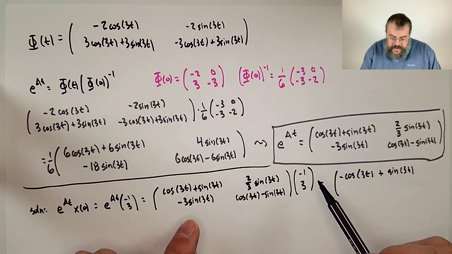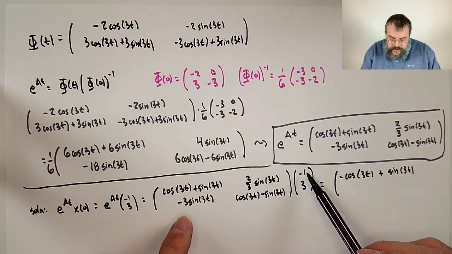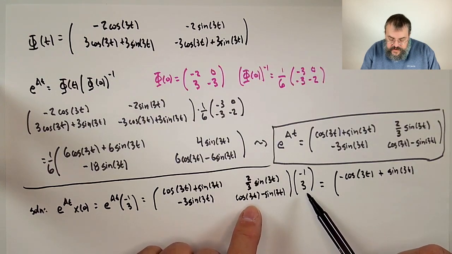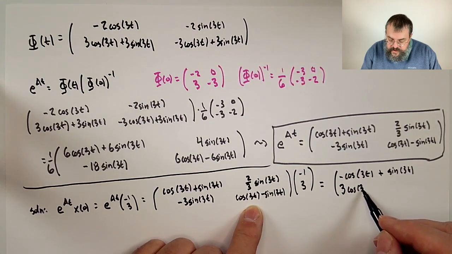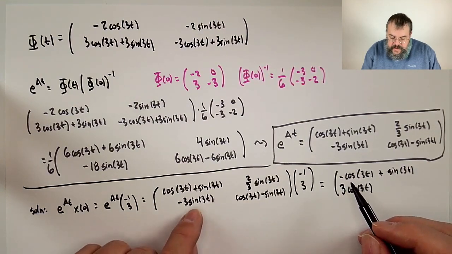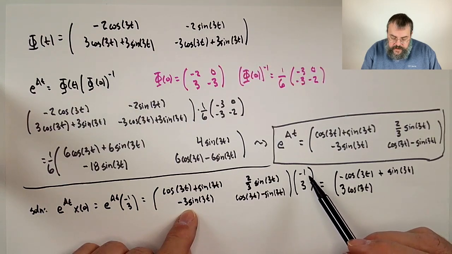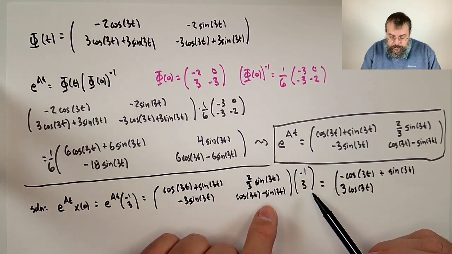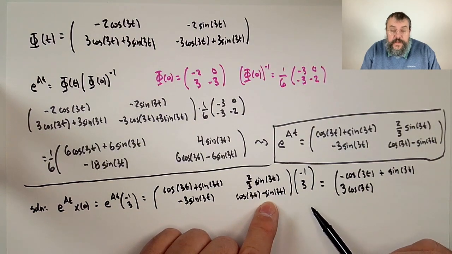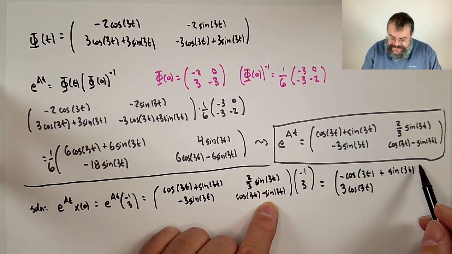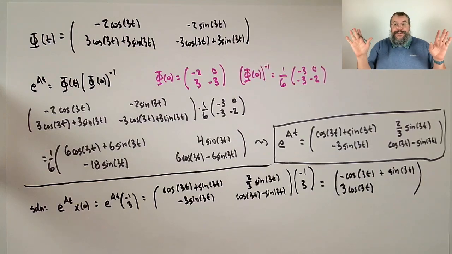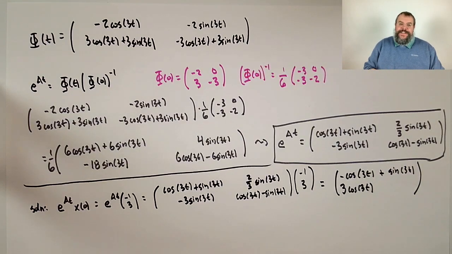Okay. Now, how about the bottom term? Well, for cosine, there's no cosine here. There is a cosine there. There's a factor of 3. So 3 cosine 3t. And then, what do we have? Well, we have a positive 3 sine 3t minus 3 sine 3t. And if you put those together, we get 0. And we're done. That's it. That's the whole answer.